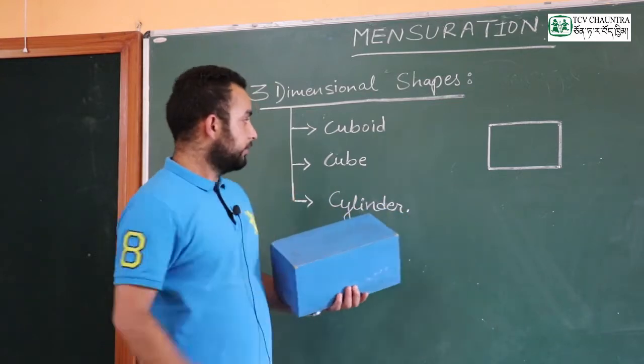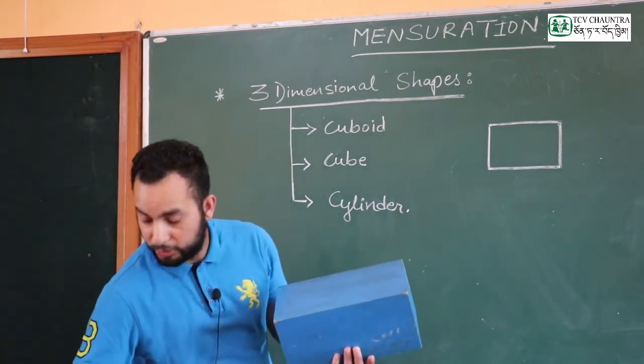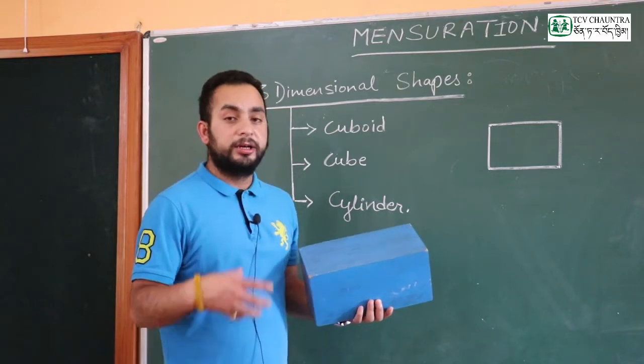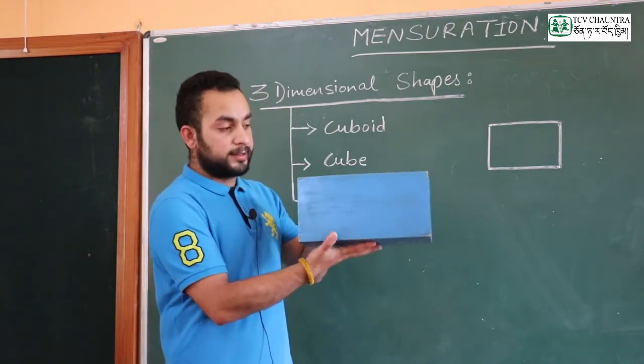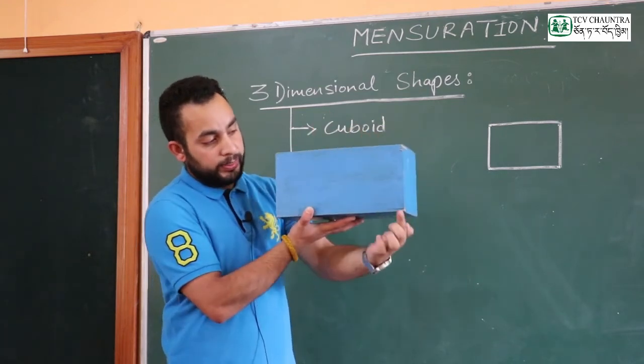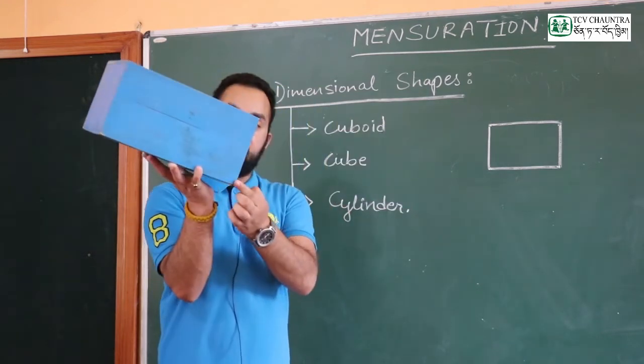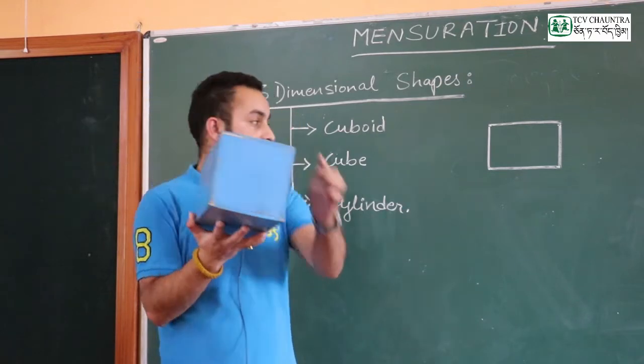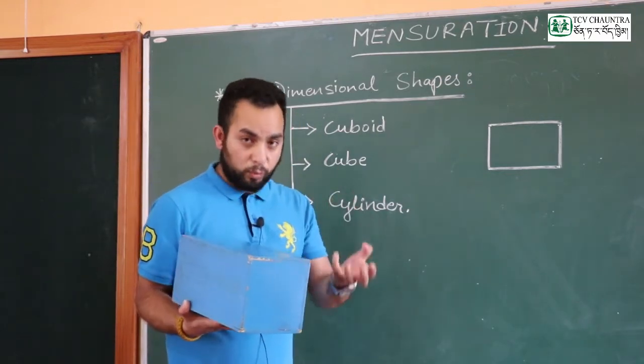But now here we are talking about a cuboid. So we are going to find how many vertices there are in a cuboid. The vertices are the corner points: 1, 2, 3, 4, and similarly 5, 6 and 7, 8. So in a cuboid, we have 8 vertices.